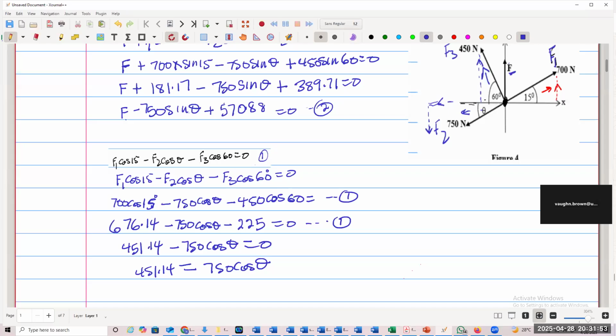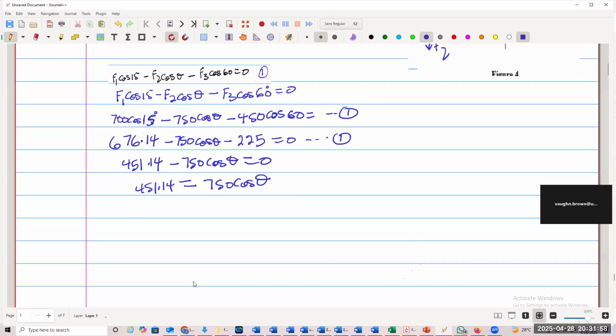All right. And so theta here now, you can simplify this now. So cos theta is equal to 451.14 divided by 750. Who don't see that? All right? So this will work out to be divided by 750. You get 0.6015. So I recommend don't use F1, F2.